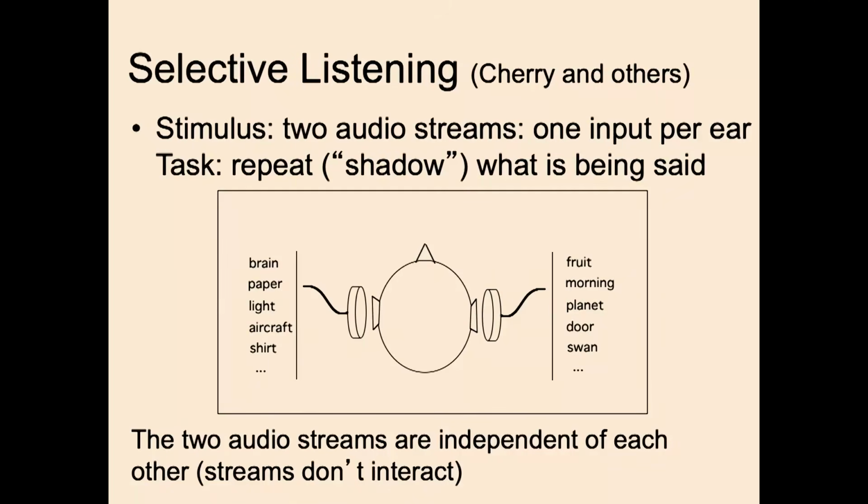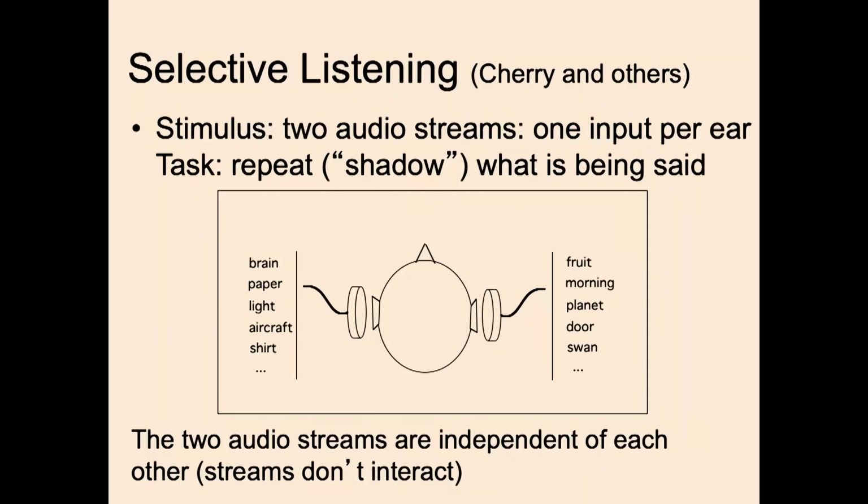So another angle on attention, in fact, one of the very first attempts to study attention was in the auditory domain with selective listening. Okay, this was pioneered by Colin Cherry, and used a paradigm called speech shadowing. In this experiment, you have headphones on, and there are two different audio streams, one to the left ear and one to the right ear. And the task is to repeat, or what's called shadow, what's being said in one of the ears. Okay?